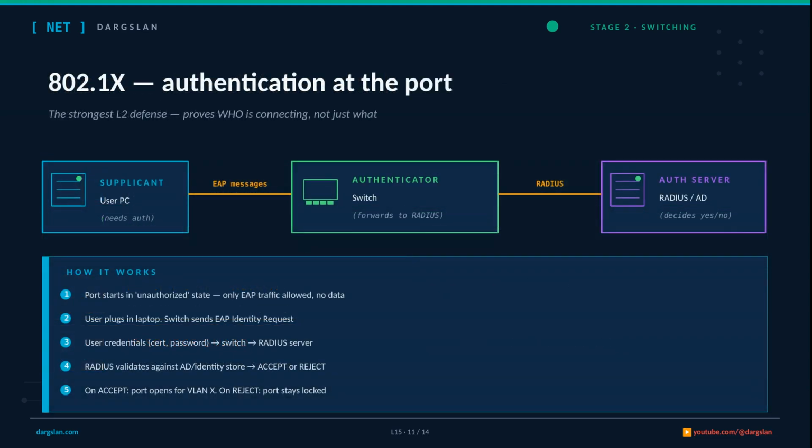But all of those features still answer the question, what is connecting? A MAC, an IP, a binding. 802.1X raises the bar and asks, who is connecting? The port boots in an unauthorized state, passing nothing but EAP. When a laptop plugs in, the switch acts as a middleman, relaying credentials to a RADIUS server, which checks them against Active Directory. Accept, and the port opens, often into a specific VLAN. Reject, and it stays sealed. This is identity-based access, right at the edge.